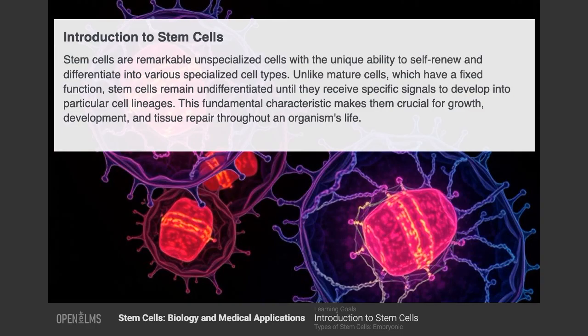Introduction to stem cells. Stem cells are remarkable unspecialized cells with the unique ability to self-renew and differentiate into various specialized cell types. Unlike mature cells, which have a fixed function, stem cells remain undifferentiated until they receive specific signals to develop into particular cell lineages. This fundamental characteristic makes them crucial for growth, development, and tissue repair throughout an organism's life.